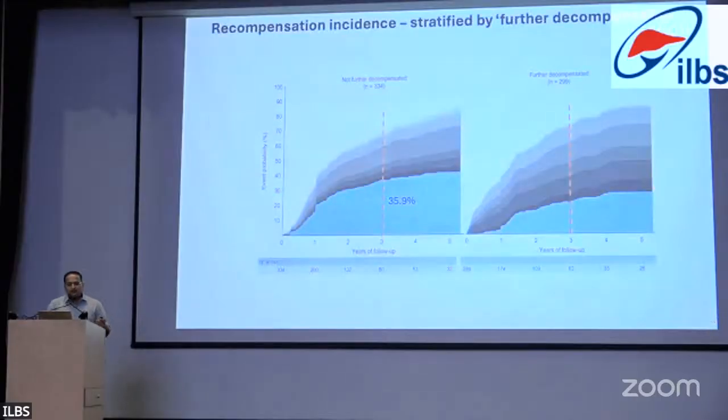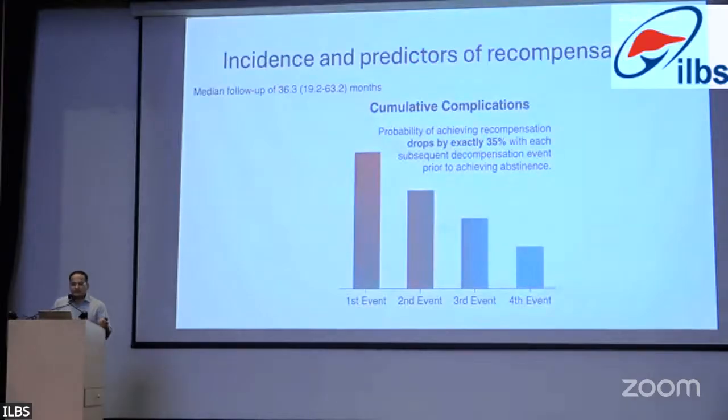And even if you look at the patients with further decompensation, as defined earlier, those with more than one decompensation had a 20% 5-year recompensation rate, versus 36% in patients who had only one decompensation at the time of becoming abstinent. And as the number of decompensating events increases, the chances of achieving recompensation drop by 35% for every added decompensating event.